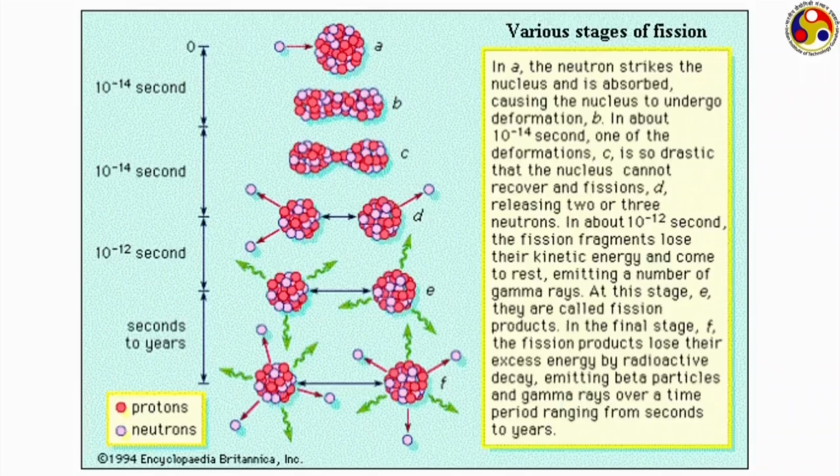In the first case, one nucleus is being struck by one neutron and that neutron is getting absorbed. In the second case, shown by B here, because the neutron has a good amount of energy, it is able to excite the newly formed nucleus to a higher energy level, and because of that excitation this nucleus starts to deform.